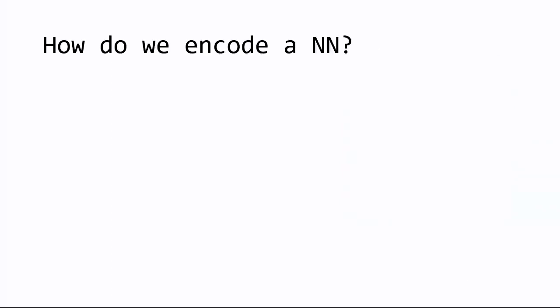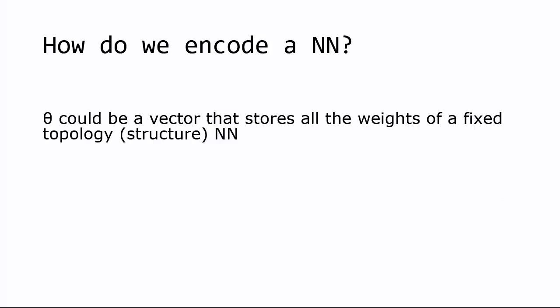Okay, so on to neural evolution. How do we actually encode a neural network? The question is, how do we take theta and get it to encode a neural network? The first option is that we could just set theta to be a vector that stores all of the weights of a fixed topology structure neural network. So it means that we have to make theta be all of the weights of a neural network. We just flatten and take all the weights.